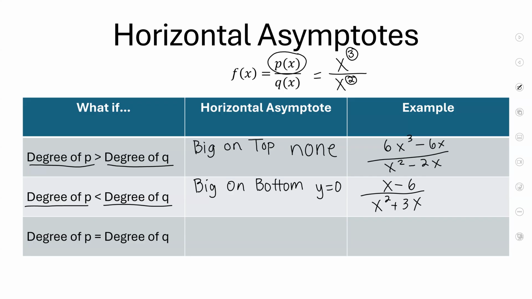So an easy way that some people like to memorize this is big on top, B-O-T, bot, none. If you get a bot, you don't have anything. If you have Bob, big on bottom, it's 0. Some people say Bobo. Big on bottom, your answer is 0.